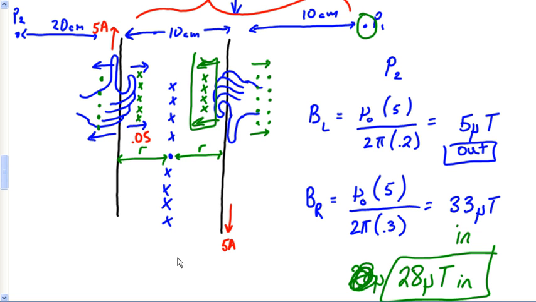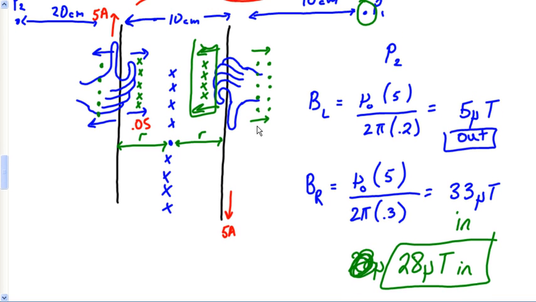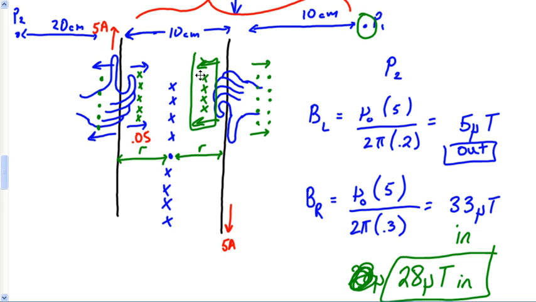Anyway, it takes a little while to get into this, but this is a very common problem that you have to work. And you see the equation you're going to use, and now all you got to do is come back and apply these directions. And you're either going to put them together or you're going to subtract them based on the right-hand rule.